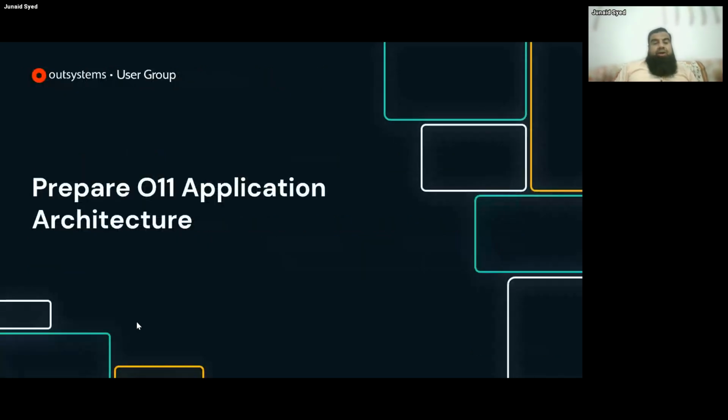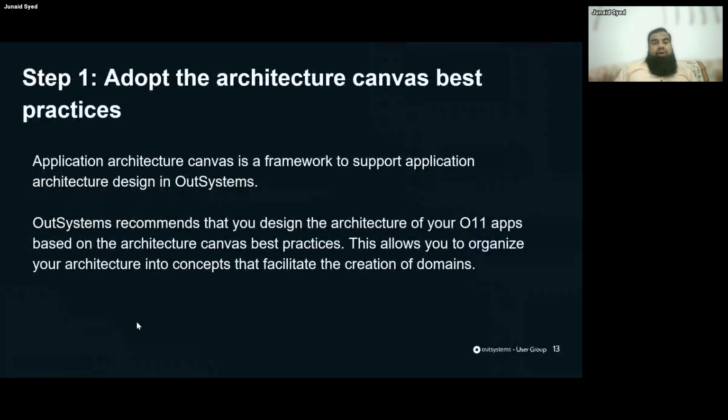Now coming to preparing our O11 application architecture. This is the preparation part, and it involves multiple steps again. So I thought I would cover this as well. Like I mentioned already, architecture canvas best practices is one of the areas we need to take care of, because believe me, this is one of the key areas which would really help you migrate your applications smoothly from O11 to ODC if there is proper compliance with the architecture canvas.